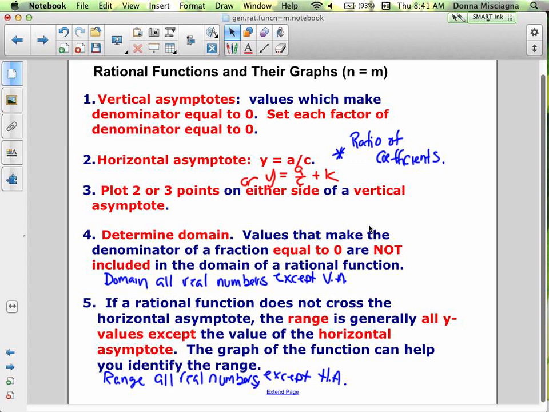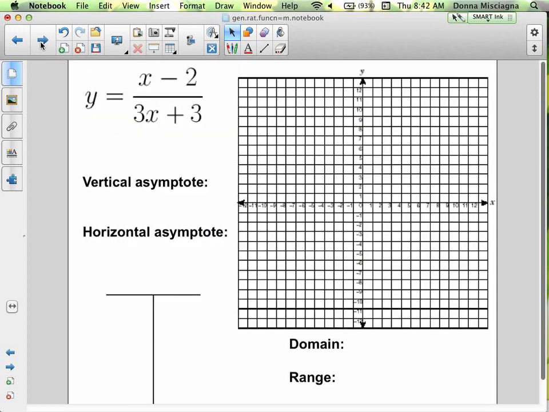If a rational function does not cross the horizontal asymptote, the range is generally all y values except the value of the horizontal asymptote. On these particular rational functions, the range will be all real numbers except the horizontal asymptote. We'll see some where they're different when we have some nonlinear parts, but right now it's going to be all real numbers but not the horizontal asymptote. Okay? And of course you can always just use the graph to help you. All right, so let's graph some.